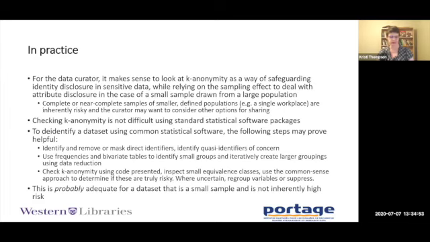To de-identify data using common statistical software, I would use the following steps. First, identify and remove or mask all direct identifiers and identify the quasi-identifiers of concern. Use frequencies and bivariate tables to identify small groups and iteratively create larger groupings using data reduction. Check k-anonymity using the code I provided or another technique, and inspect small equivalence classes. At this point, you can use the common sense approach to determine if these are truly risky. Where uncertain, regroup variables or suppress individual cases.